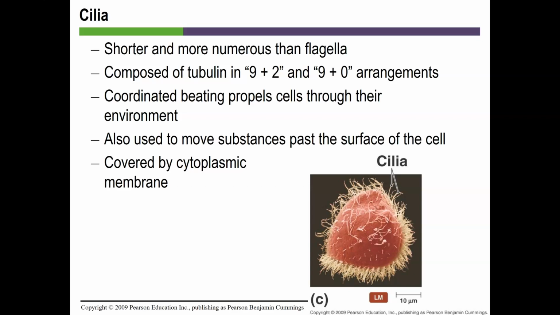But a cell that has cilia won't just have one. They have many. They may be constrained or confined to a region of the cell, or they may cover the cell, but a cell with cilia will have many.